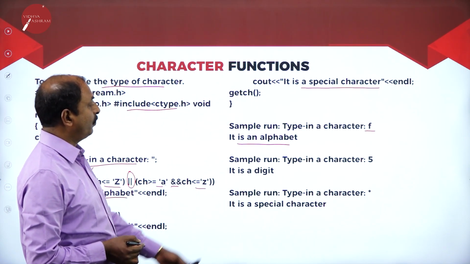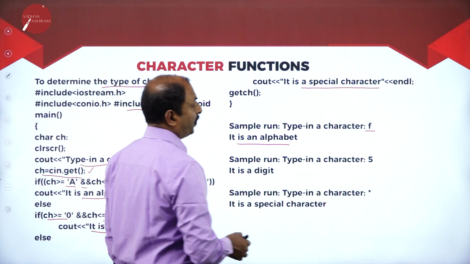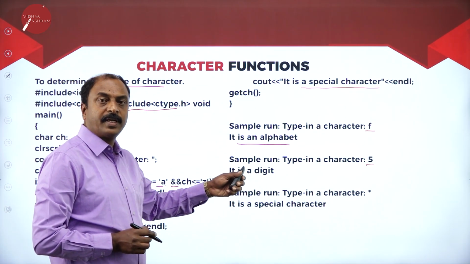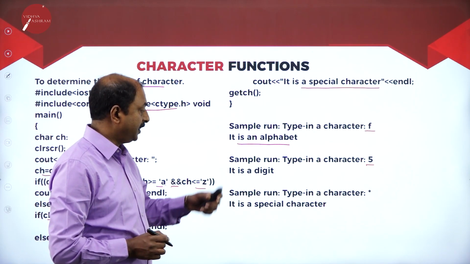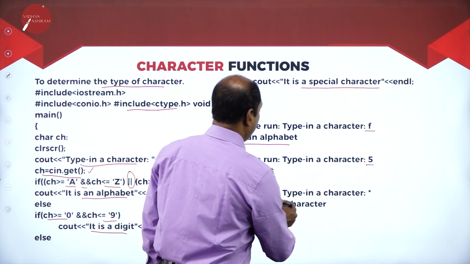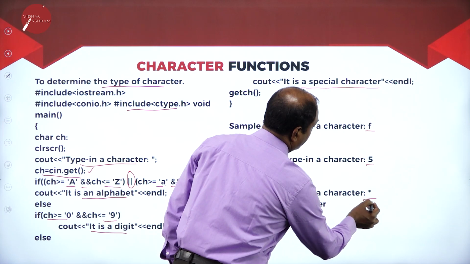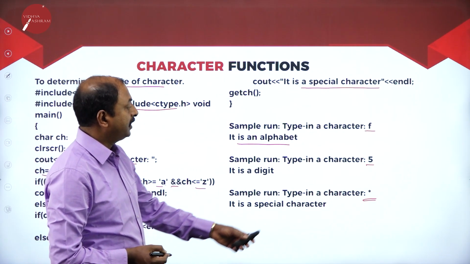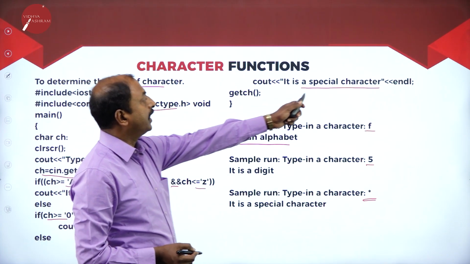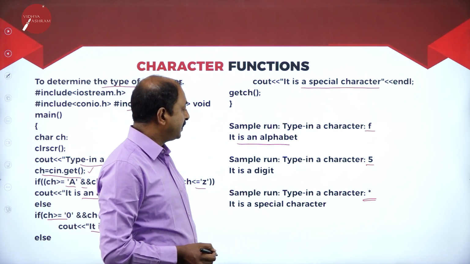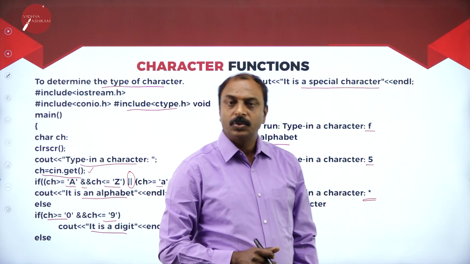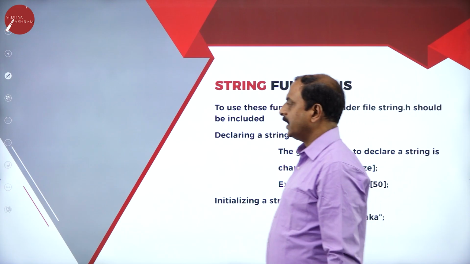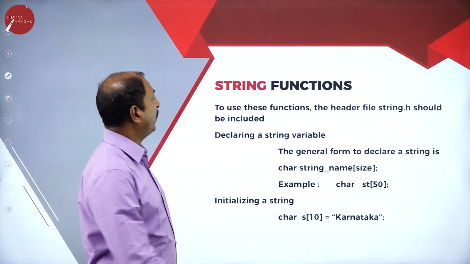And again, if you run once again, as another example, if you input a digit 5, then you get the output that it is a digit. And again, type in a character here. This is a star, an asterisk. If you enter the asterisk as input, the result is special character. So this is a simple program to show the use of character functions. Now in the next slide, we move on to string functions.